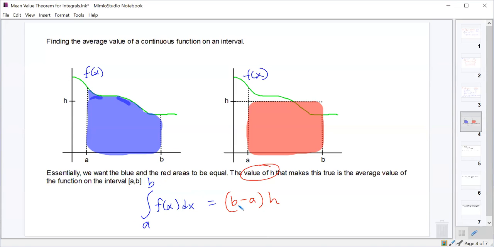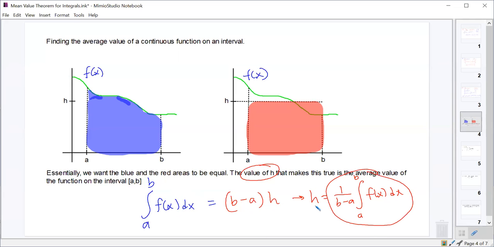And since the average value of this function is h, all we have to do is take our integral and divide it by b minus a. Or oftentimes we'll write it as 1 over b minus a, a constant out in front of the integral from a to b of f of x dx. And that's all the mean value theorem for integrals is.